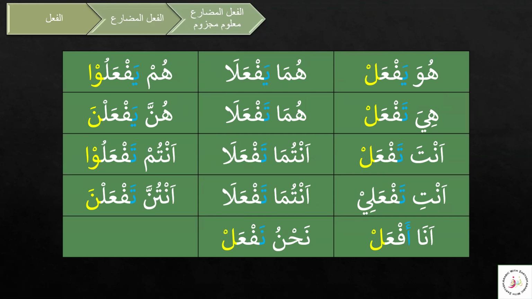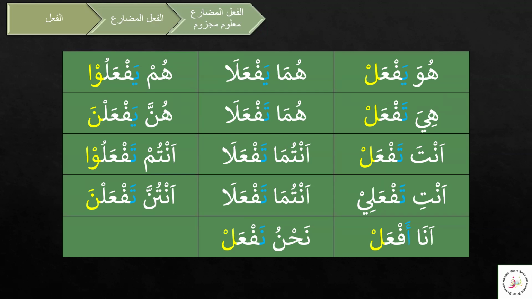Then we have الفعل مضارع معلوم مجزوم: يفعل هما يفعلا هم يفعلوا هي تفعل هما تفعلا هن يفعلن أنت تفعل أنتما تفعلا أنتم تفعلوا أنت تفعلي أنتما تفعلا أنتن تفعلن أنا أفعل نحن نفعل.